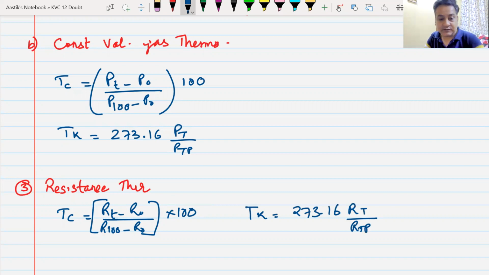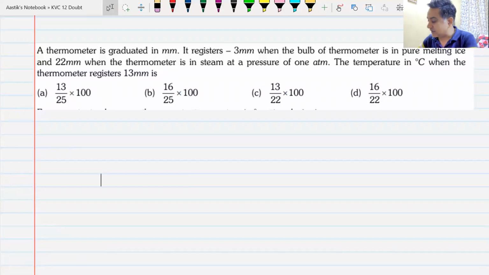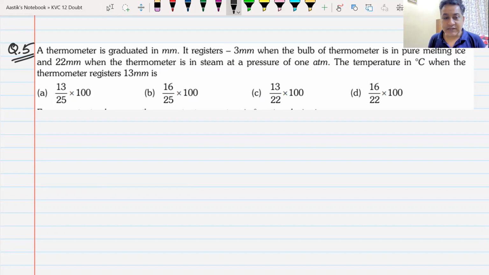Then, sir, a question. Please do not write the question, just concentrate on the answer. Unfortunately, this is not from your sheet. A thermometer is graduated in mm. It registers -3 mm when the bulb of the thermometer is in pure melting ice, and 22 mm when the thermometer is in steam at a pressure of 1 atmosphere. What is the temperature in degrees Celsius when the thermometer has 13 mm as the reading? I'll give you 2 minutes.